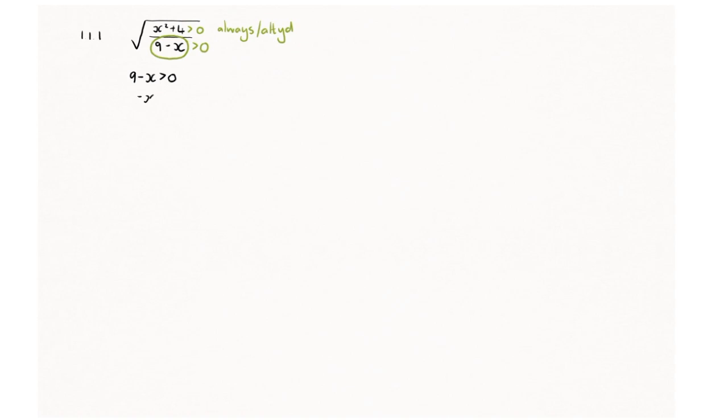So we write down the inequality, 9 minus x greater than 0. Then negative x will be greater than negative 9. And if we divide both sides by a negative, the inequality flips and therefore x is less than 9. So the expression has a real value if x is less than 9.